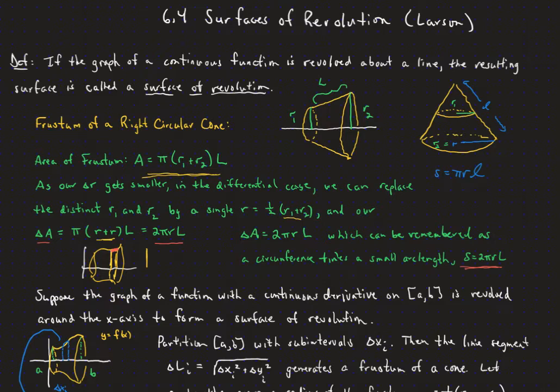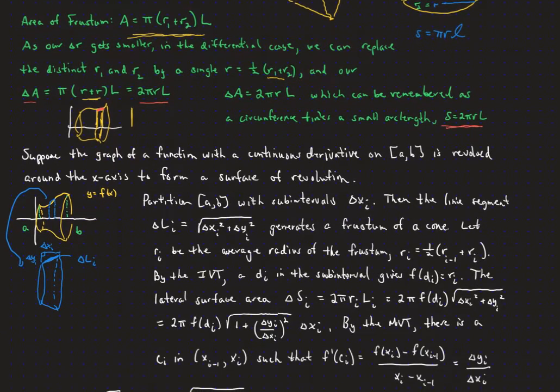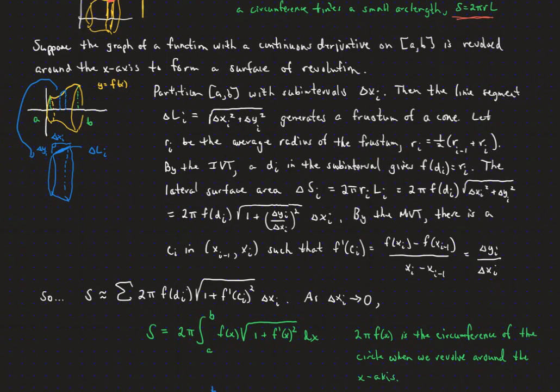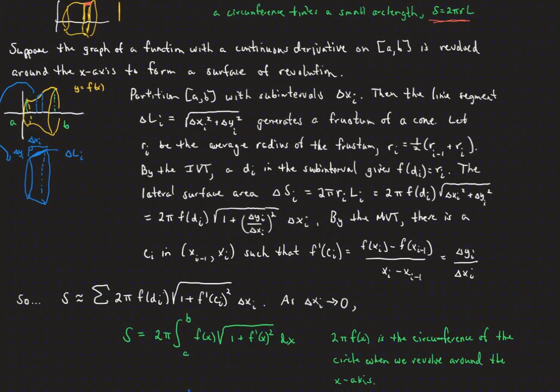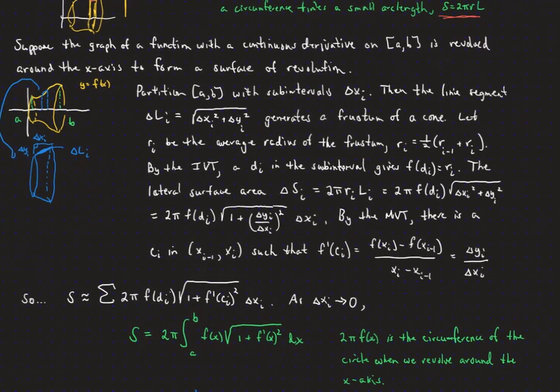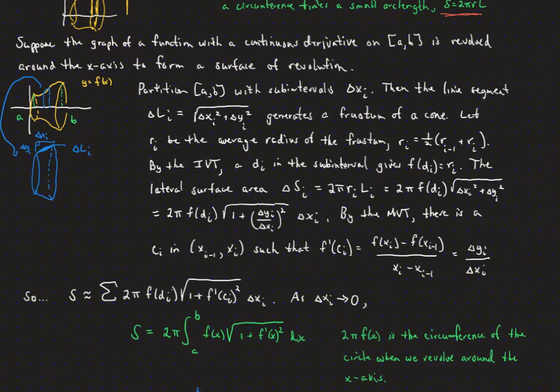Okay, so let's see where this is going. Suppose the graph of a function with a continuous derivative on the interval from a to b is revolved about the x-axis to form a surface of revolution. So that's what we're trying to show in this picture on the left. The yellow function, the curve y equals f of x, is being revolved around the x-axis from x equals a to x equals b. So we're going to partition that interval from a to b into subintervals.